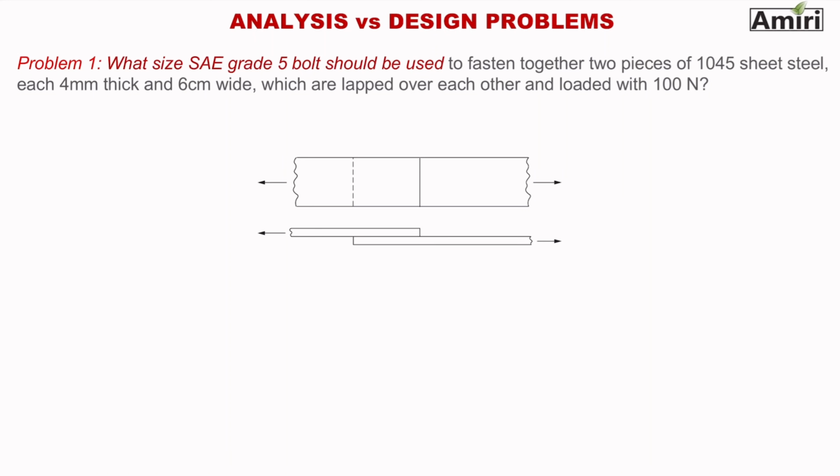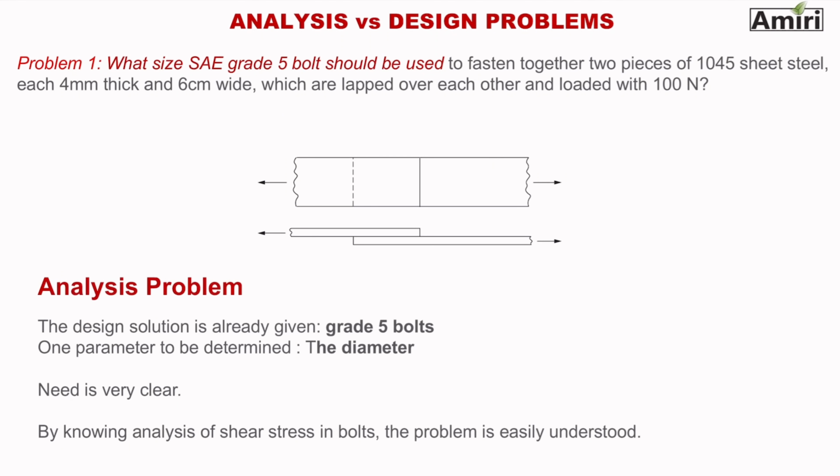Here's an example when we want to talk about analysis versus design problems. Here's an exam question: What size SAE grade 5 bolts should be used to fasten together two pieces of 1045 steel with these dimensions, and they're lapped over, and this is the load? I'll give you 5-10 seconds to think about it. Is this an analysis problem or is this a design problem? If you thought or said analysis problem, you would be correct.